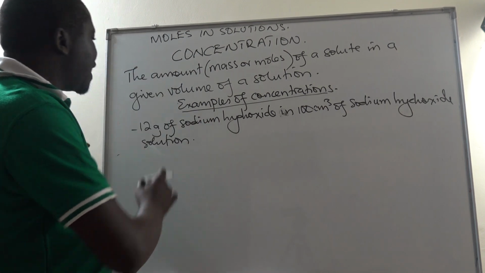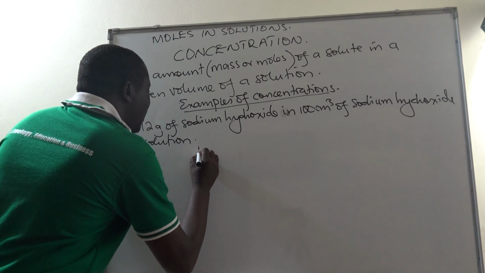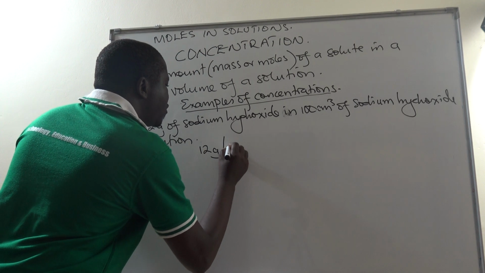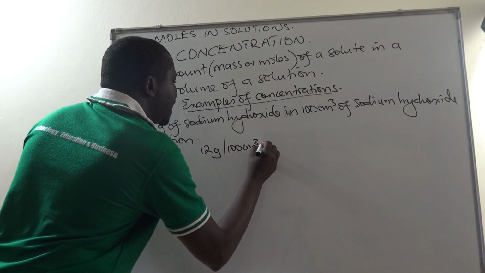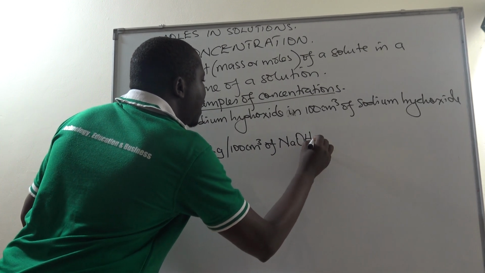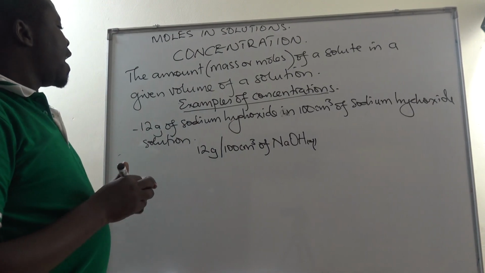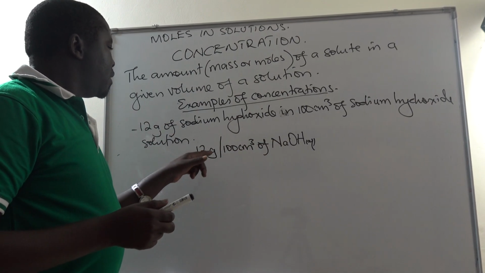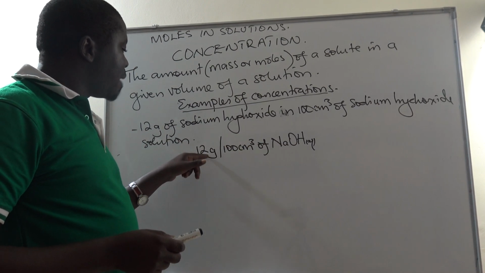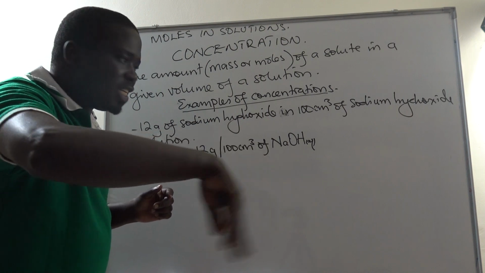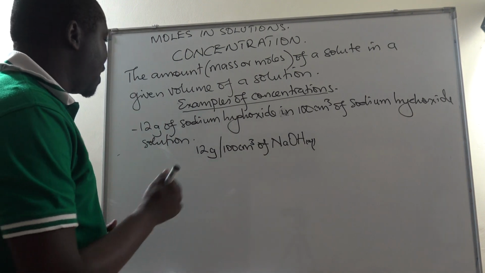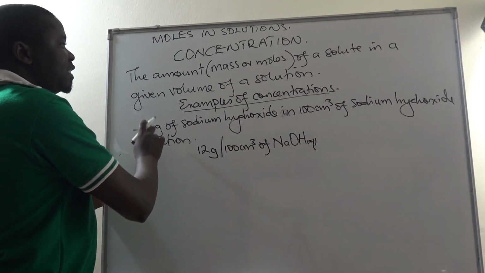In simple terms, I can express this concentration as being 12 grams per 100 cubic centimeters of sodium hydroxide solution. So I have 12 grams of sodium hydroxide in 100 cubic centimeters of sodium hydroxide solution. I dissolve 12 grams of sodium hydroxide in some amount of water, which is a solvent, to produce 100 cubic centimeters of the solution of sodium hydroxide. That one is a concentration. This one is in terms of mass.